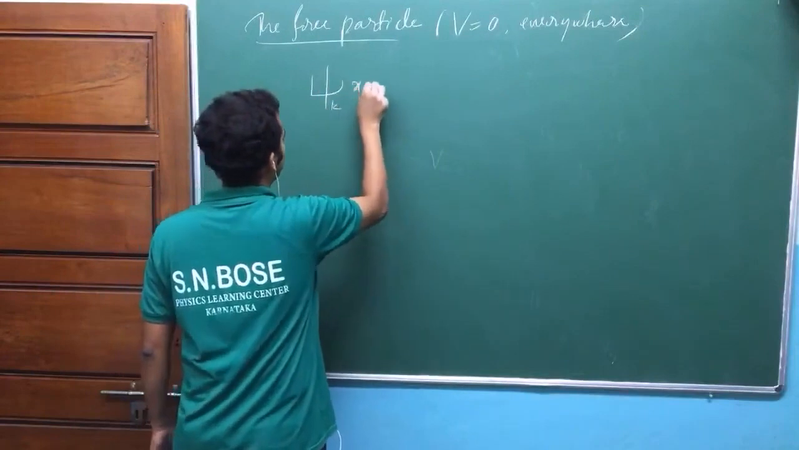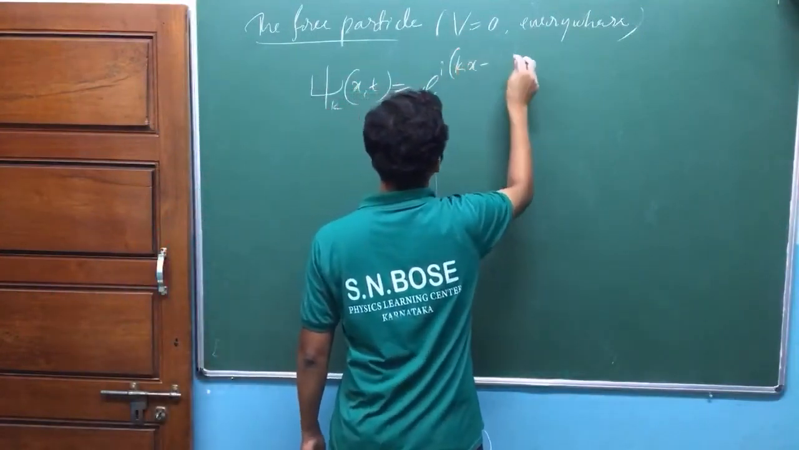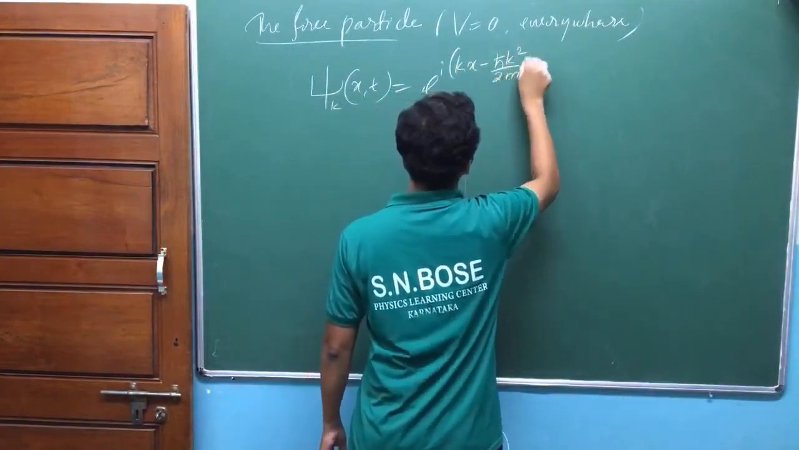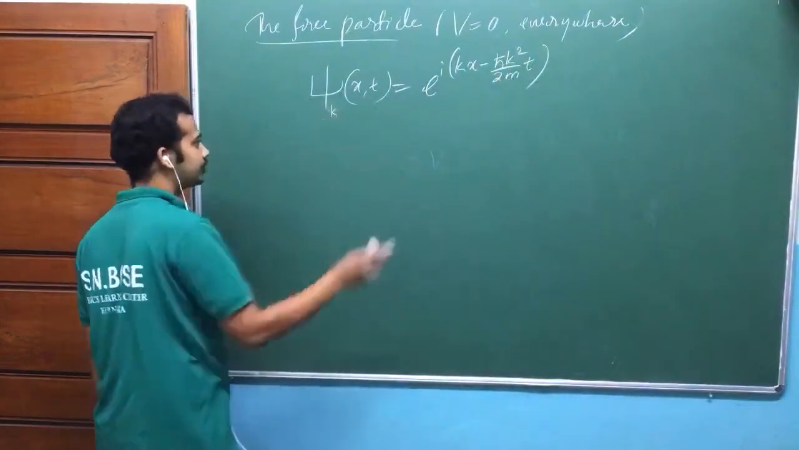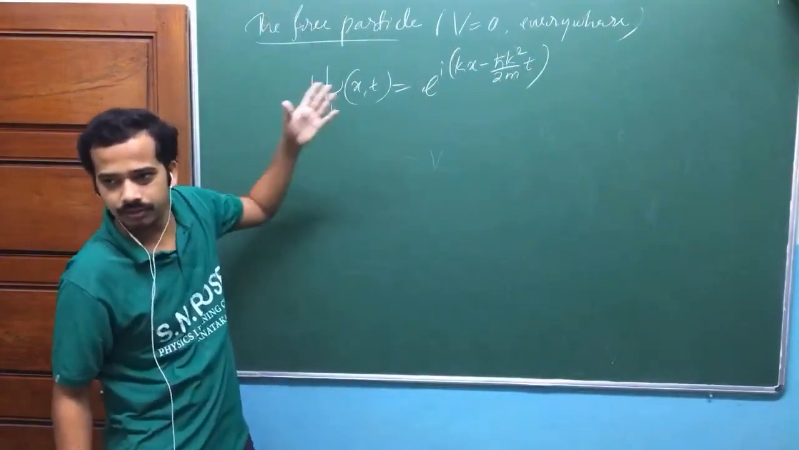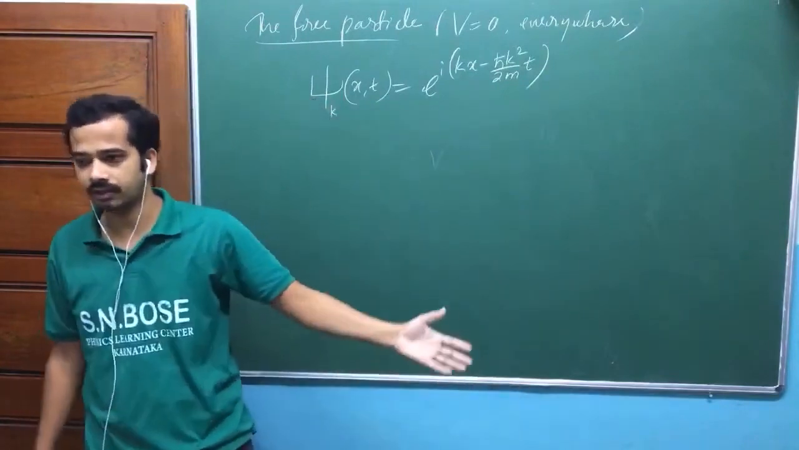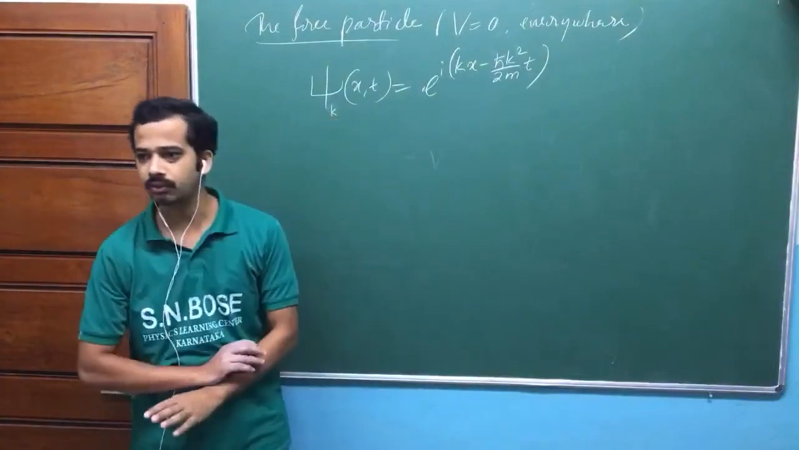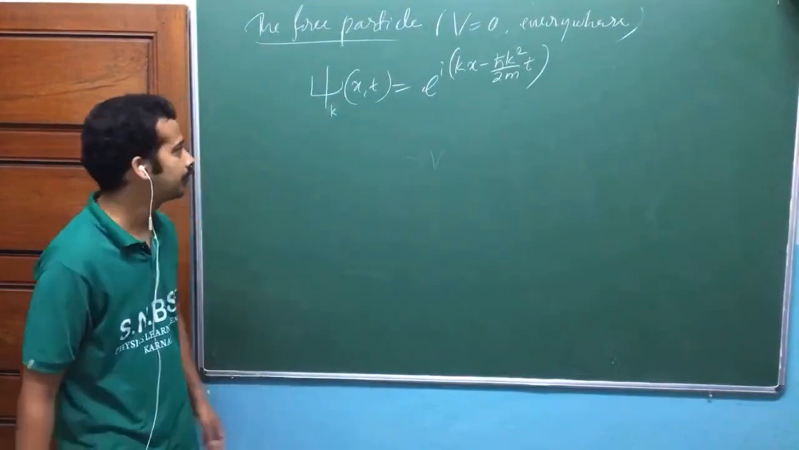Psi k of x comma t is equal to e power i kx minus, what is this one, h bar k squared by 2m into t. Now look here, since there is no restriction on k. Earlier I had written psi n, isn't it? Because my wave function was depending on an integer n. Now this depends on k, that's why I write k here, but there are no quantization restrictions here. There is no quantization here, okay?